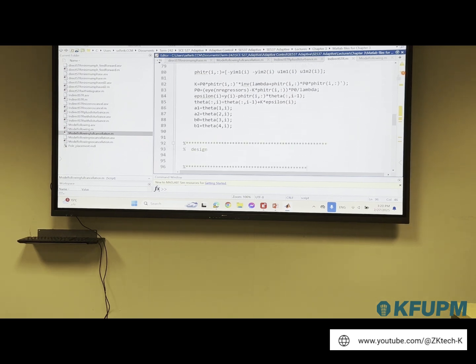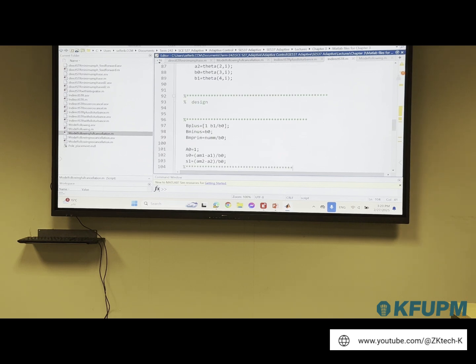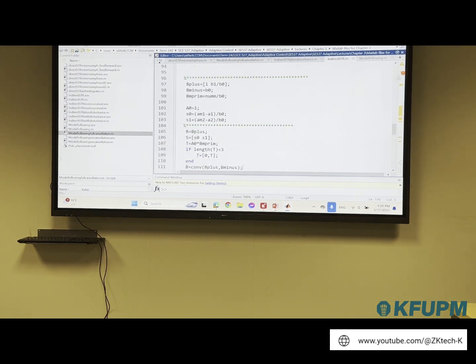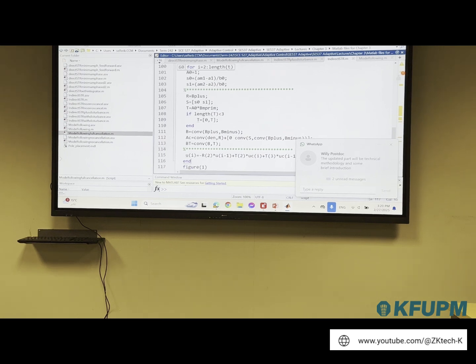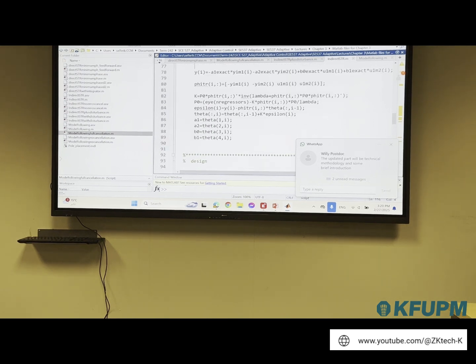And then once I get the value of theta, I compute B plus, I compute B minus, and then I compute what will be the controller values. Then from there, I generate the value of T. I compute the closed loop system. I compute my control, and then I come back to the beginning of the loop. I introduce my control there.